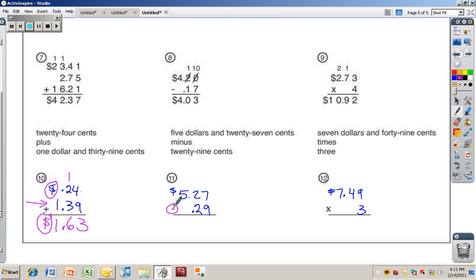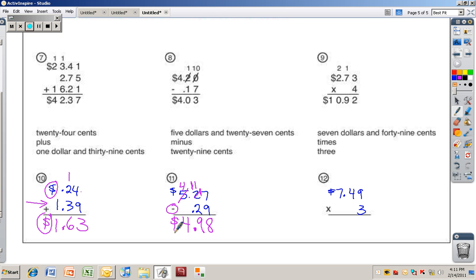This is a subtraction problem. 7 minus 9, you can't do it. Borrow from that 2 and make it a 1. 7 becomes 17. 17 minus 9 is 8. You can't do 1 minus 2, so you're going to regroup from the 5, make that a 4. This becomes 11. 11 minus 2 is 9. Bring the decimal point straight down. 4 take away nothing is 4, and you need a dollar sign in your answer.